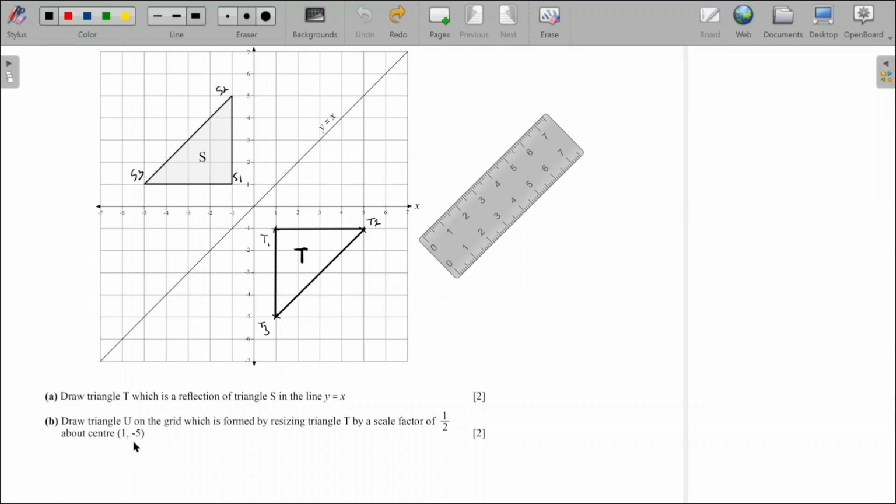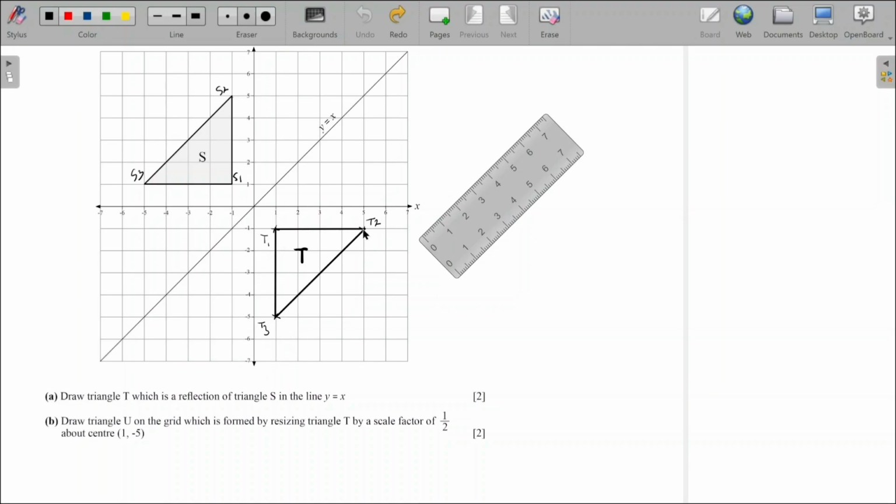We need to first get the center of the transformation, for which we'll resize triangle T. So the center is where x is 1, y is -5. We go to where x is 1 is here, then we'll go down because y is -5. We go down and we have it here. That's a vertex point on triangle T. So we have it at T3. Then from there we'll resize.